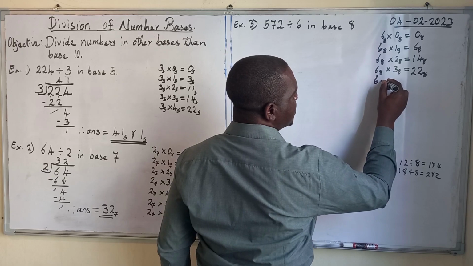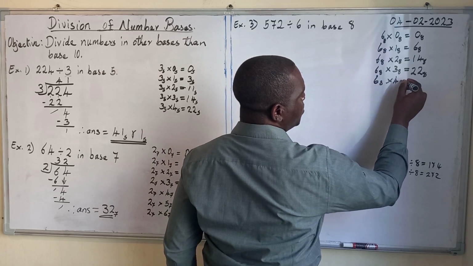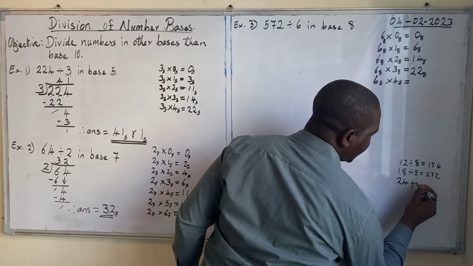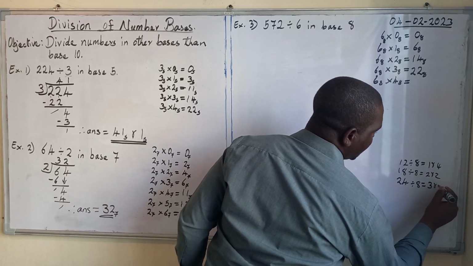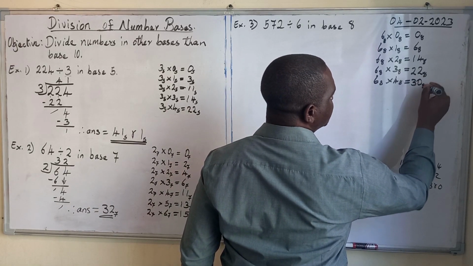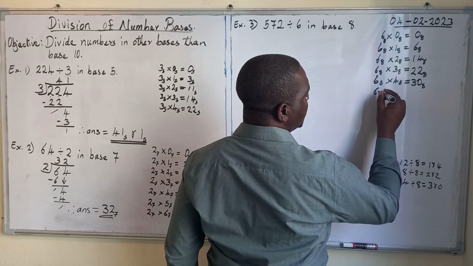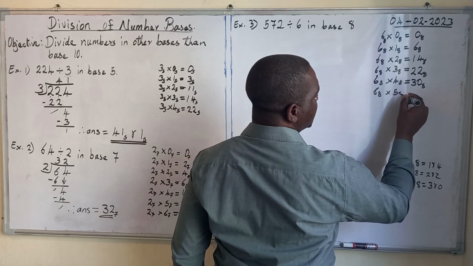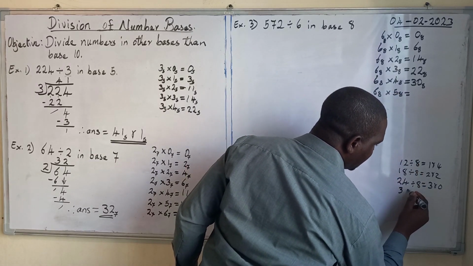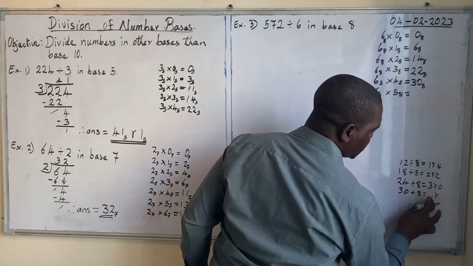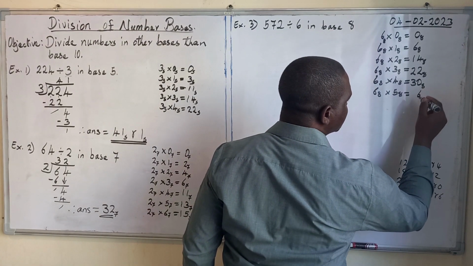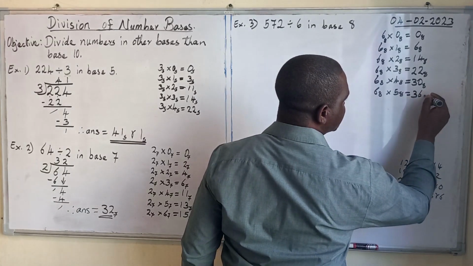6 base 8 times 4 base 8 is equal to 6 times 4 is 24. 24 divided by 8, 3 remainder 0. So the answer will be 0 first, then 3 in base 8. 6 base 8 times 5 base 8 is equal to 5 times 6 is 30, and 30 divided by 8 is equal to 3 remainder 6. So the remainder comes first, 6, and then 3. It will be 36 in base 8.